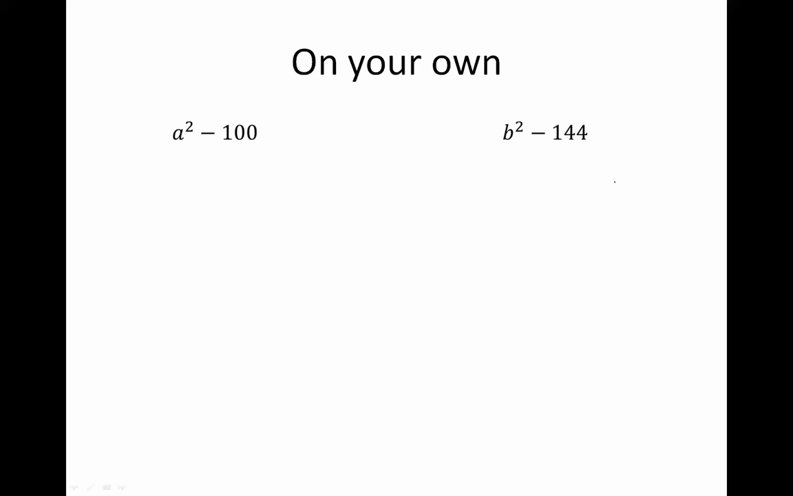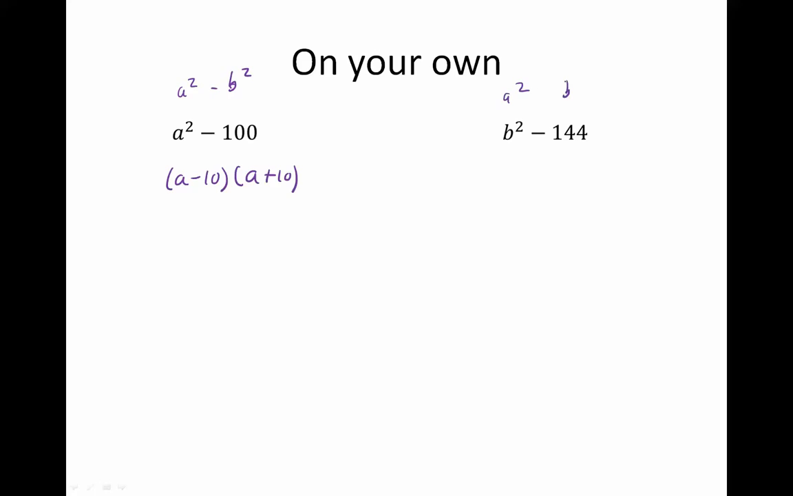All right, ladies and gentlemen, here were your sample problems. A squared minus 100, again, notice this fits that form because 100 is a square number. As it turns out, the square root of that is 10. So this is A minus 10 and A plus 10. What multiplies to be negative 100 and adds to be 0?